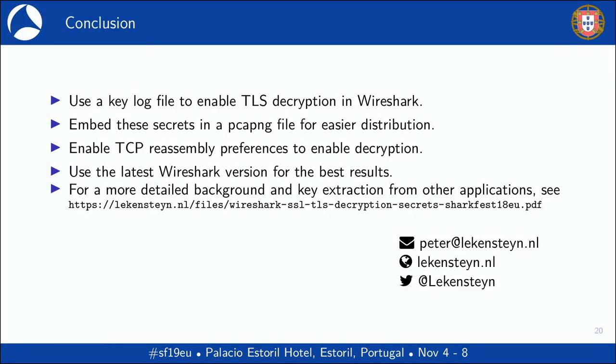As a conclusion, we saw how you can use a keylog file to enable decryption in Wireshark, and why it's preferable over RSA keys. You can use the editcap command or the shell script linked before for easier distribution of traces with decryption enabled. And always enable the TCP reassembly preferences, enable out of order reassembly to basically make decryption work as much as possible.